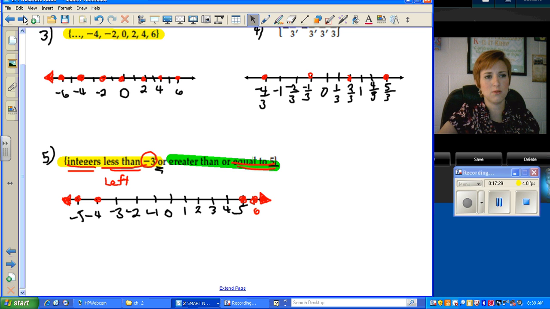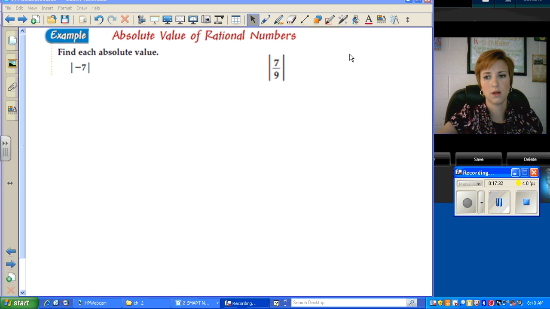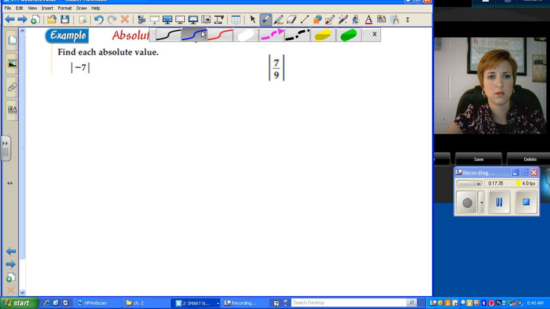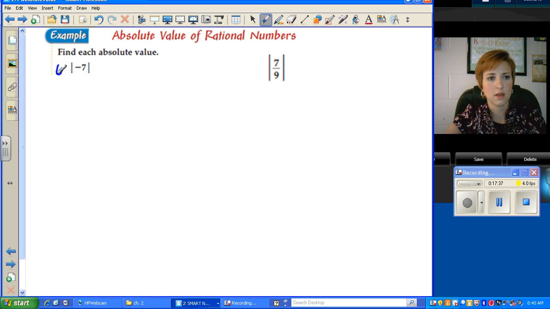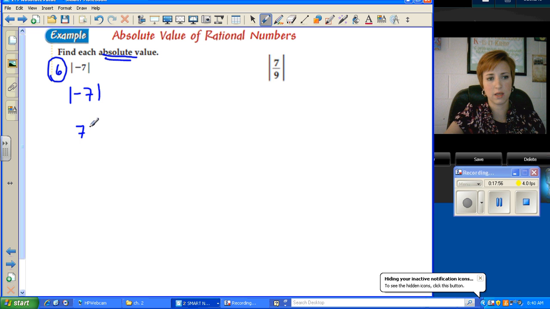This last set is the absolute value. So this is the example. Okay, with these absolute value problems, this is number 6, and it just says to find the absolute value of each. So it gives us the absolute value of -7. Remember, absolute value means a number's distance from 0. So if you think about a number line, -7 is 7 places away from 0. So it can never be negative, so the absolute value of -7 is +7.